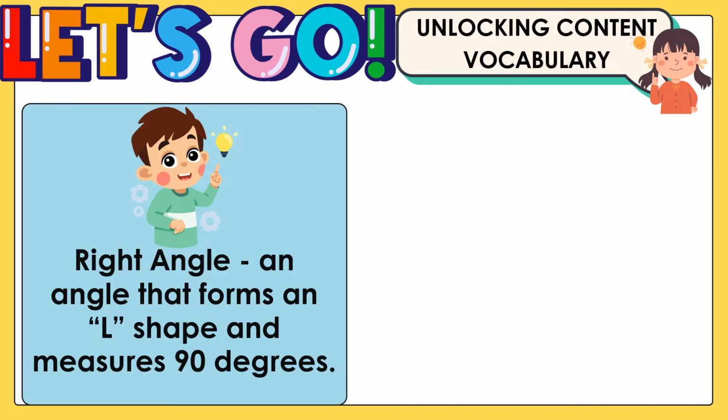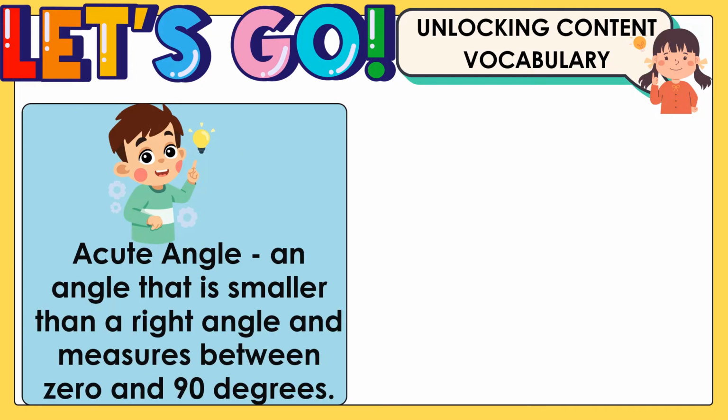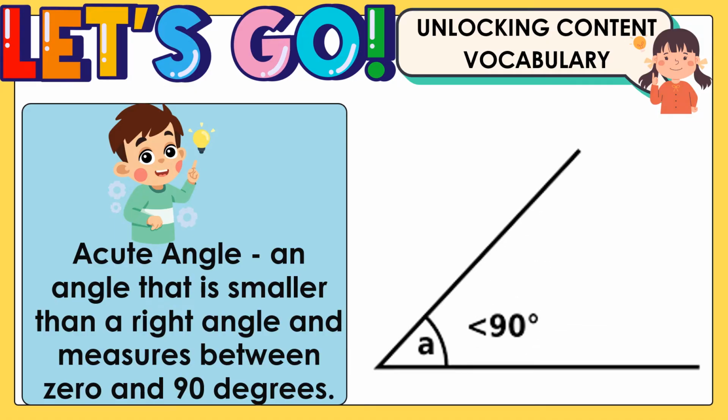Unlocking content vocabulary. Right angle. An angle that forms an L shape and measures 90 degrees. Acute angle. An angle that is smaller than a right angle and measures between 0 and 90 degrees.